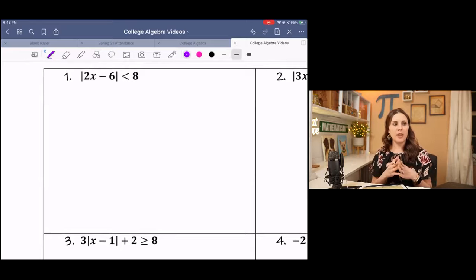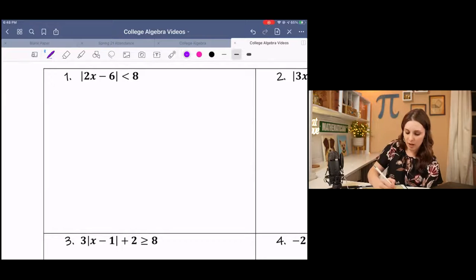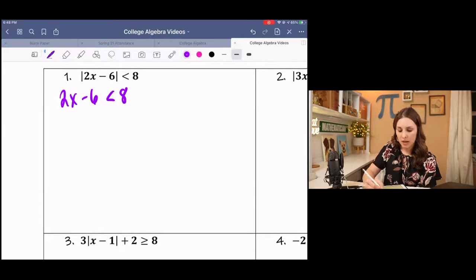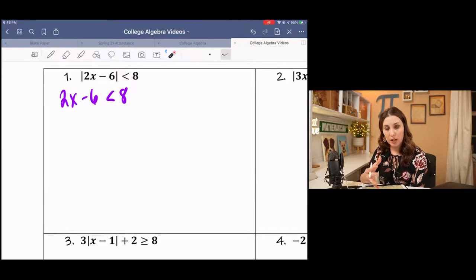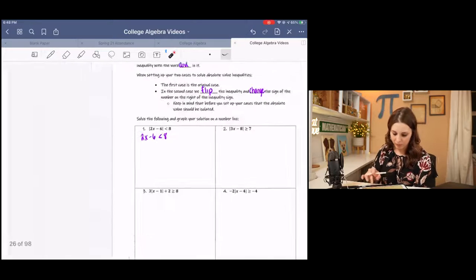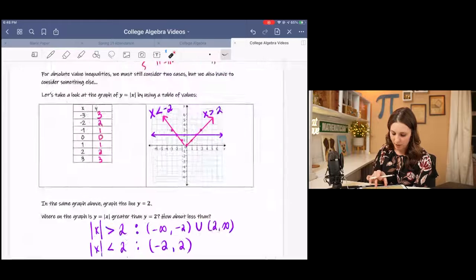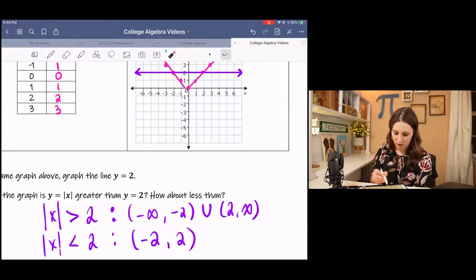In number one, the absolute value is already isolated. It's all by itself. So I'm going to go ahead and set up my two cases. My first case is the original case. And then the sign of the original inequality is going to decide whether this is and or the word or. Less than ended up being the graph of an intersection.